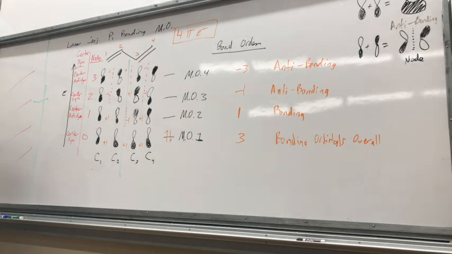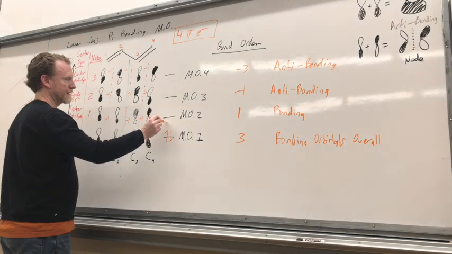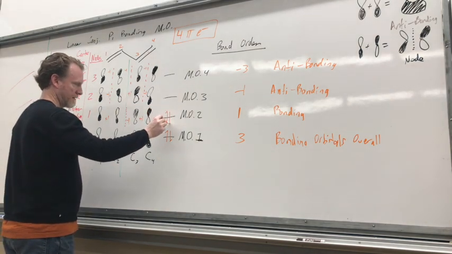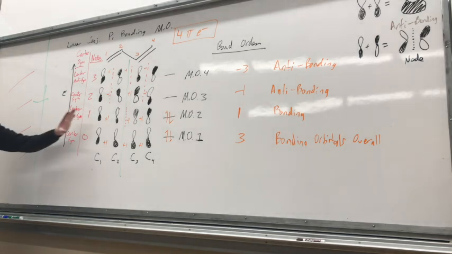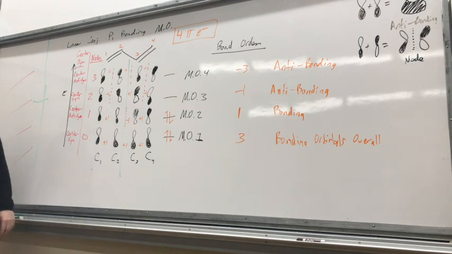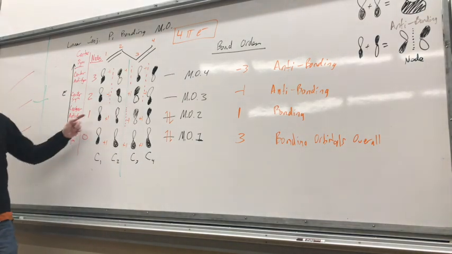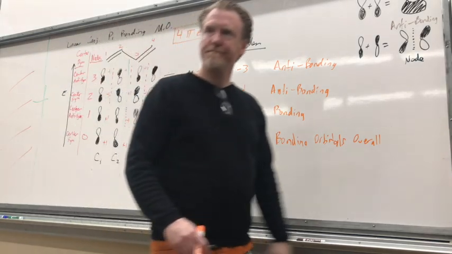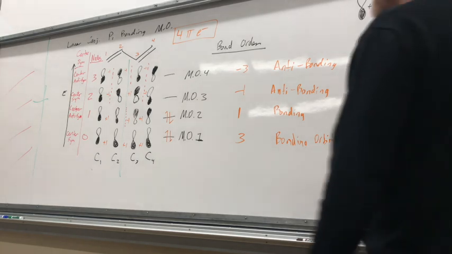So I've got two of my four. What do I do next, Daniel? Goes a little two. Yep. Fill those in. And now that's all four. So this is my ground state configuration. The molecule has two electrons in the lowest energy orbital, two in the next. They're both bonding and help hold the molecule together.